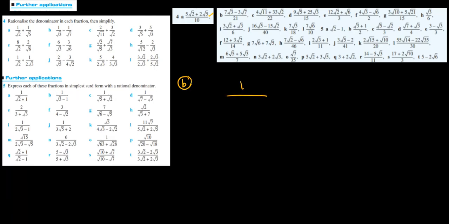Okay, 1 over root 3 minus 1. So we multiply the numerator and denominator by the conjugate.